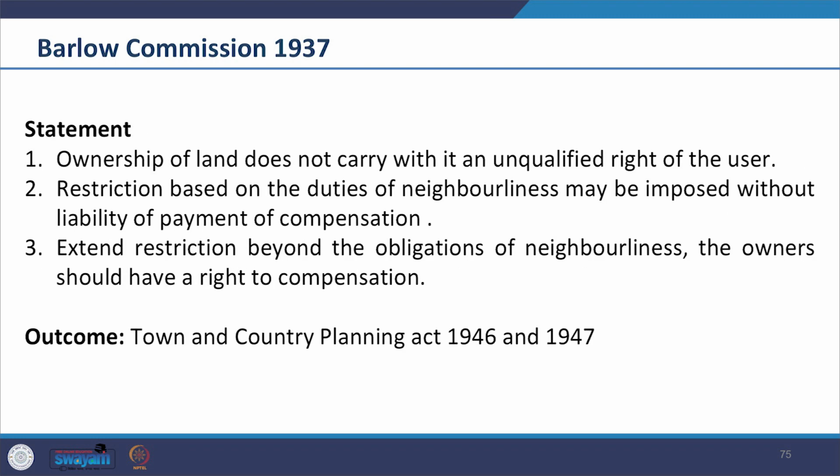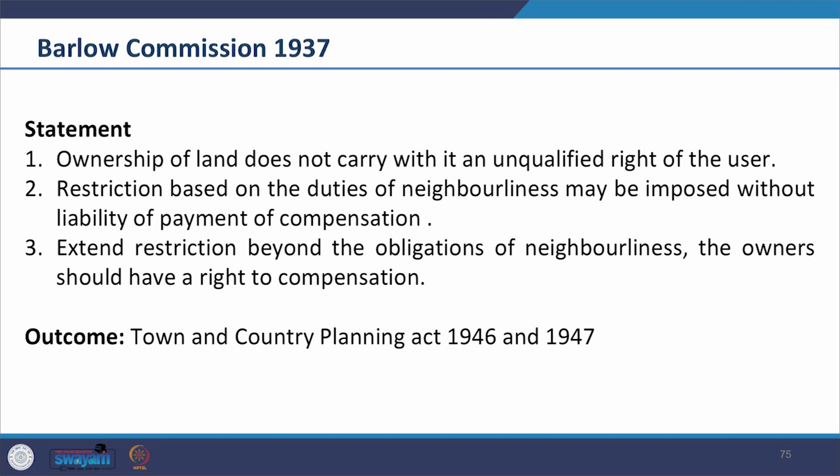So, looking at their statements of what basis they created for their observations, they said that ownership of land does not carry with it an unqualified right of the user, and therefore restrictions based on the duties of neighborliness may be imposed without liability of payment of compensation.